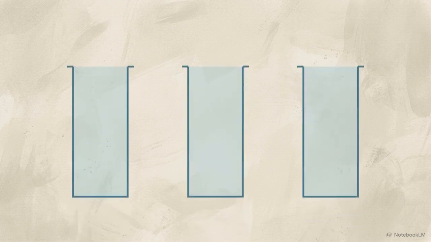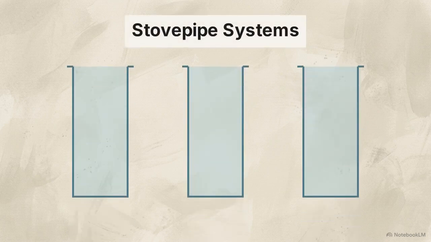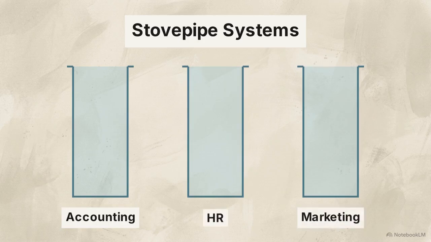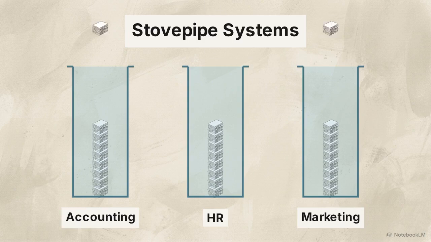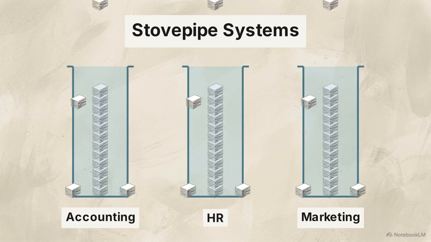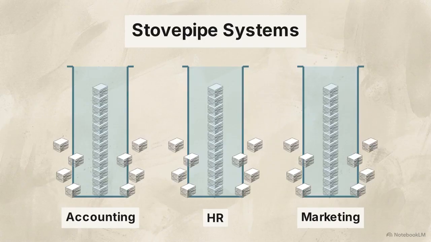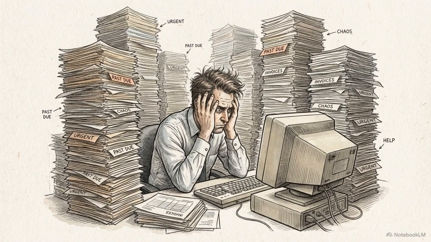Historically, businesses ran on single-function software, known as stovepipe systems. Accounting had its software, HR had another, and marketing had a third. These isolated systems created massive data redundancy and inconsistencies. When departments cannot communicate natively, operations slow down to match the speed of manual data entry.